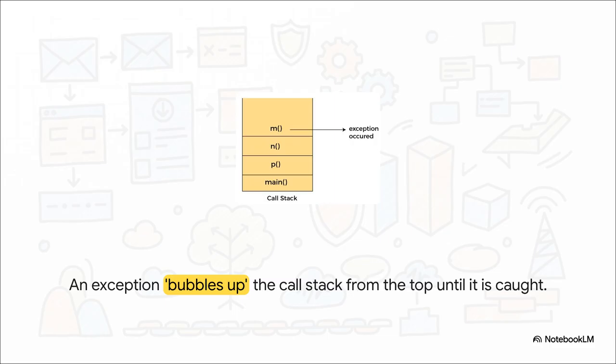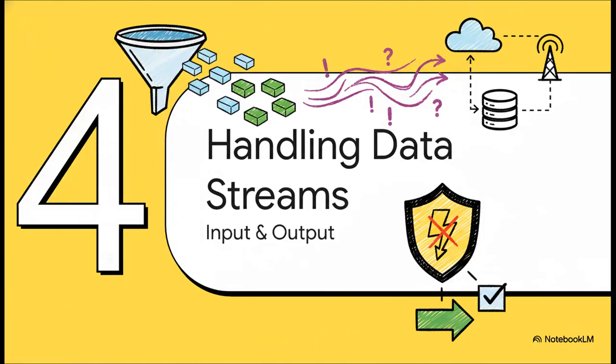This keeps happening all the way up the call stack. If that exception reaches the very top and still nobody's caught it, that's when your program crashes. All right, let's talk about where this stuff becomes absolutely critical in the real world. And the most common place by far? When you're dealing with data from outside your program. You know, like files and network connections.